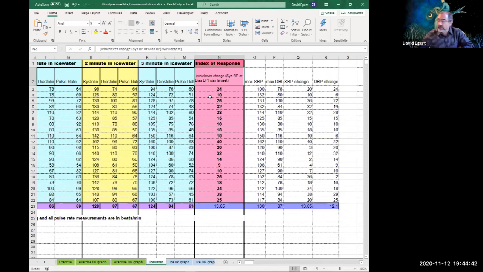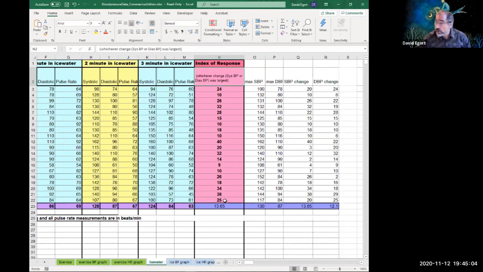So this index of response, in this case, this is one of the labs where it doesn't help us to average things. We're not interested in what on average happened here. What is way more interesting here is to see how variable the responses are.